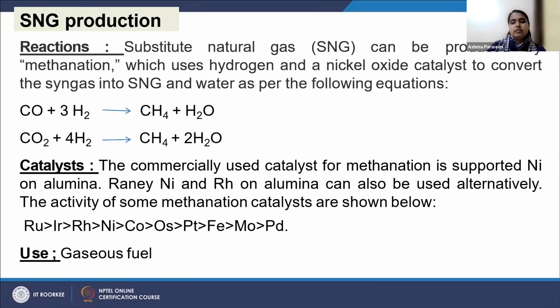After methanol, DME, and higher alcohol, the next use of syngas is SNG production, in which we produce methane by reacting CO with hydrogen, and these are some of the catalysts which are required.